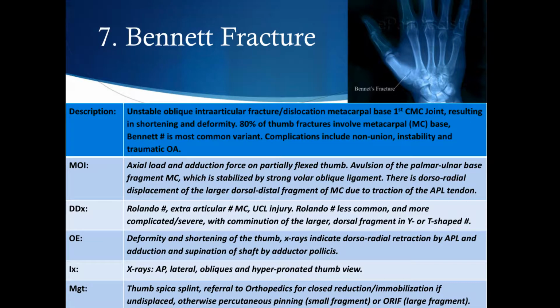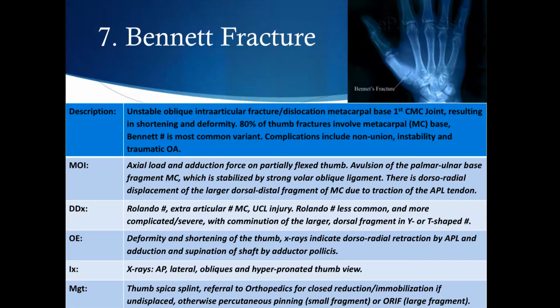Differential diagnosis would include Rolando fracture, extraarticular metacarpal fracture, UCL ligament injury, and volar plate injury. Rolando fractures are less common and more complicated and severe. They result from comminution of the larger dorsal fragment into a Y or T-shaped fracture. On exam, there will be deformity and shortening of the thumb. X-rays will indicate dorsal radial displacement of the larger distal fragment by the APL and adduction and supination of the shaft by the adductor pollicis.